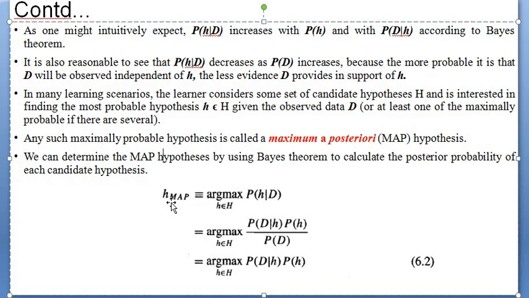We have the formula, that is H MAP equal to arg max, H belongs to capital H. This H is nothing but one hypothesis, and this capital H is nothing but the set of hypotheses, which is called the hypothesis space. Okay, so H belongs to capital H, P of H given D. So what is P of H given D? It is the Bayes theorem. Okay, P of H given D equal to, what is the formula?